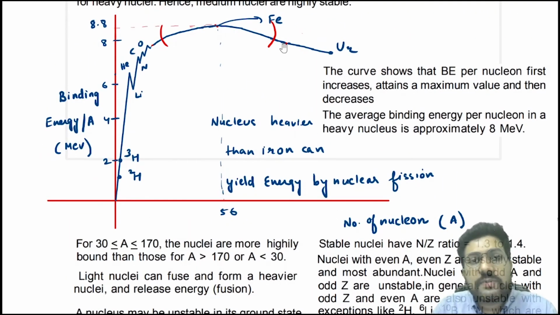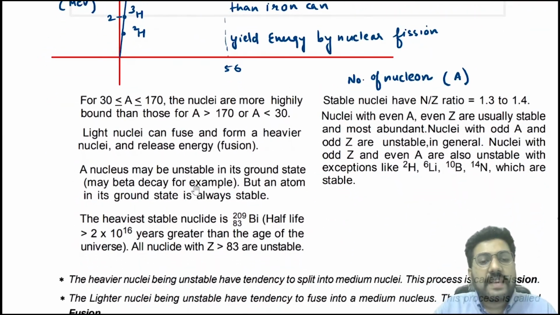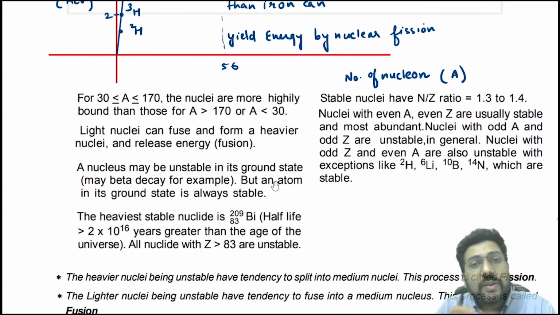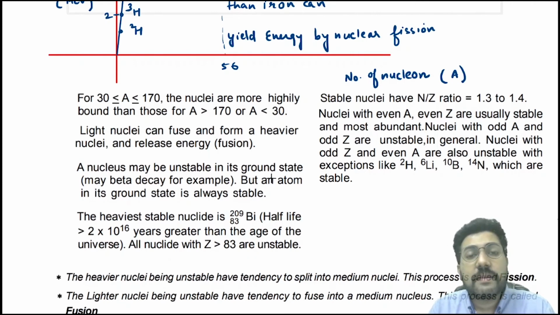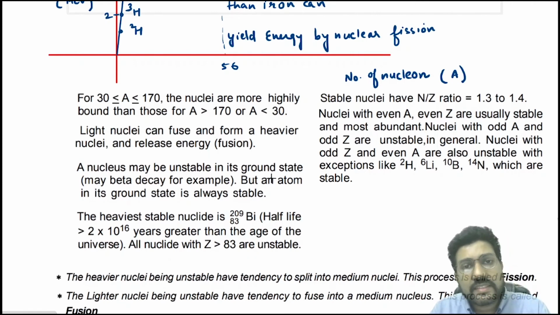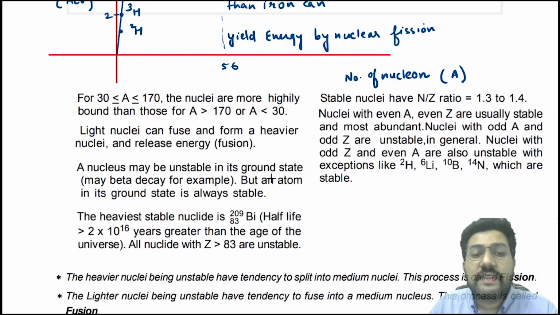Similarly, a nucleus which divides into fragments undergoes a process called fission. Now, a nucleus may be unstable in its ground state. A nucleus also has excited states just like atoms, but in atoms the ground state is stable, whereas a nucleus may not be stable. All nuclei are not stable. Those nuclei which are unstable undergo radioactive decay.